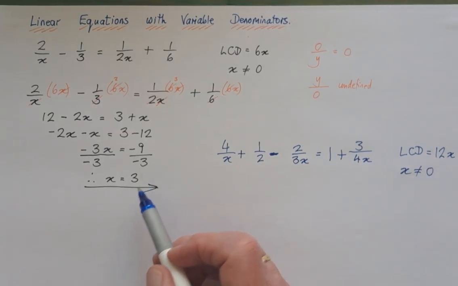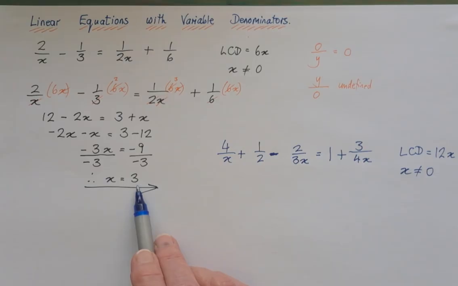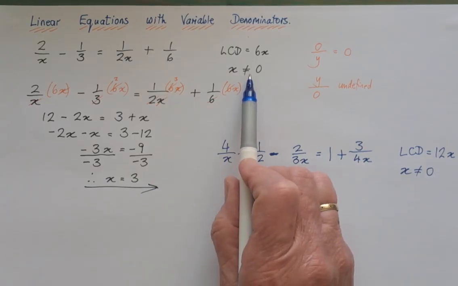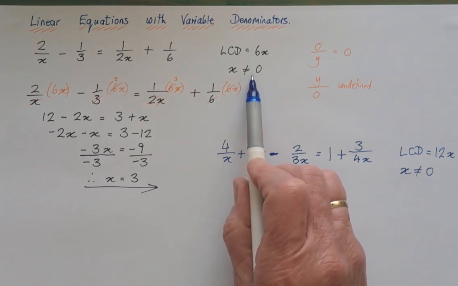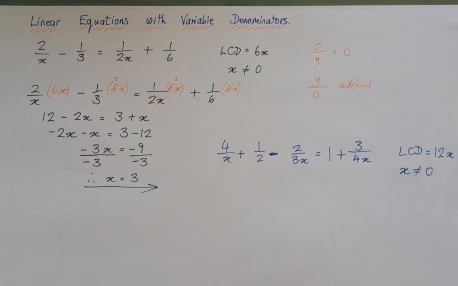If we go back to here, when you get your final answer, you need to just quickly go back to your restriction and see, am I allowed to have this number? And yes, the only restriction was on 0. So we are allowed to have an answer of 3.